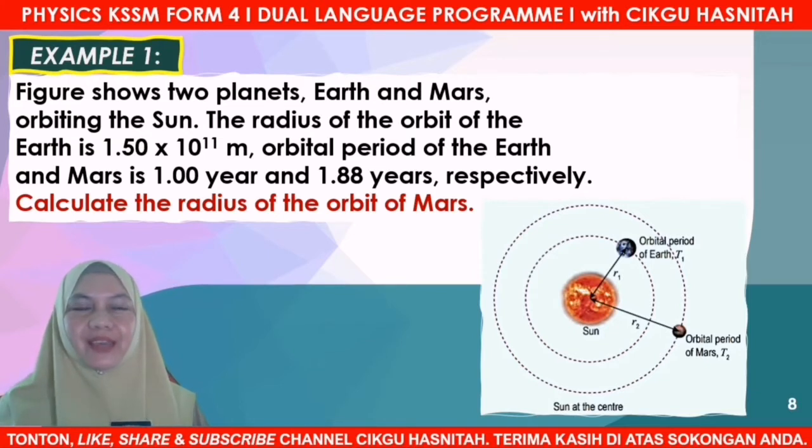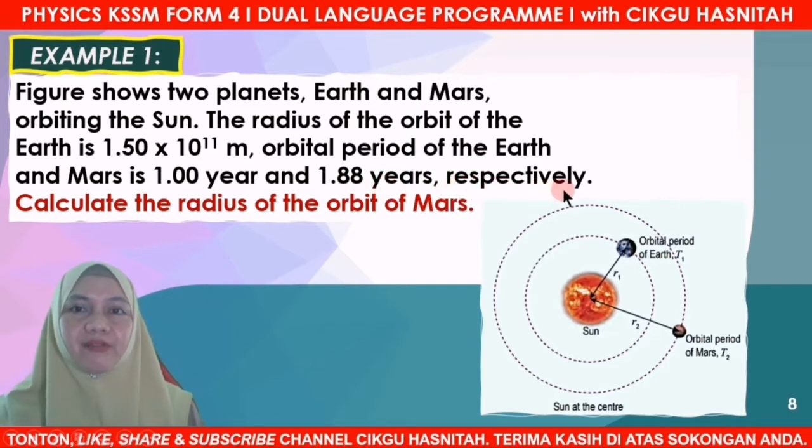Okay, you have the figure given here. It shows two planets, Earth and Mars. Both are orbiting the Sun, where the radius of orbit of the Earth is given as 1.5 times 10 to the power of 11 meter, while the orbital period of the Earth and Mars is given as 1 year and 1.88 years respectively. When you see the word respectively here, it means the first reading goes for the first planet mentioned. So 1 year for Earth and 1.88 years for Mars. Okay, so you are asked to calculate the radius of the orbit of Mars. So how to find it?